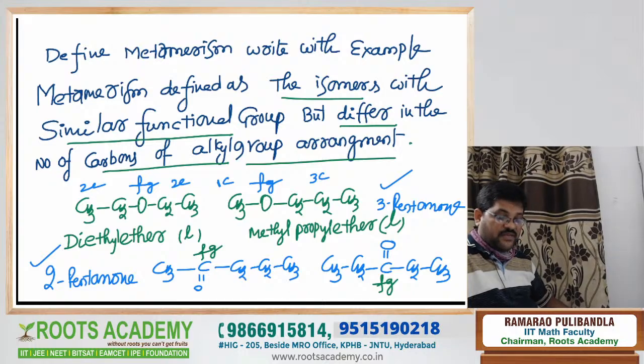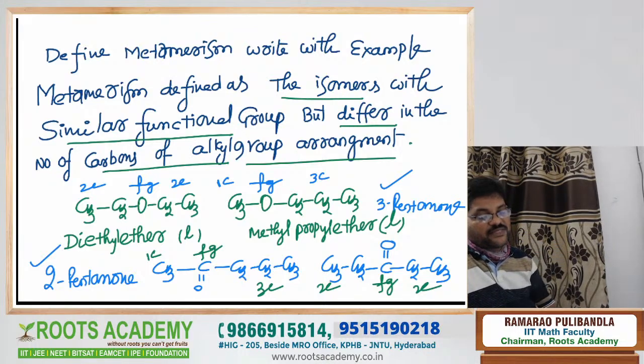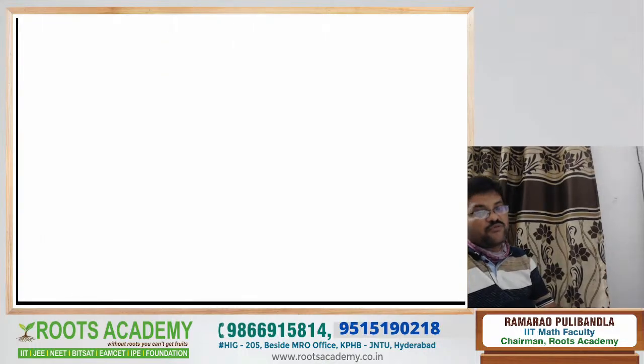So the functional group is the same. Now here the number of carbons: 1 carbon here, 2 carbons here, 3 carbons here, 2 carbons here. The difference happens in the number of carbons after the alkyl. That is the meaning of metamers. Simple explanation, no confusion. Now, this is one of the important questions. Now write one more 4 marks question.